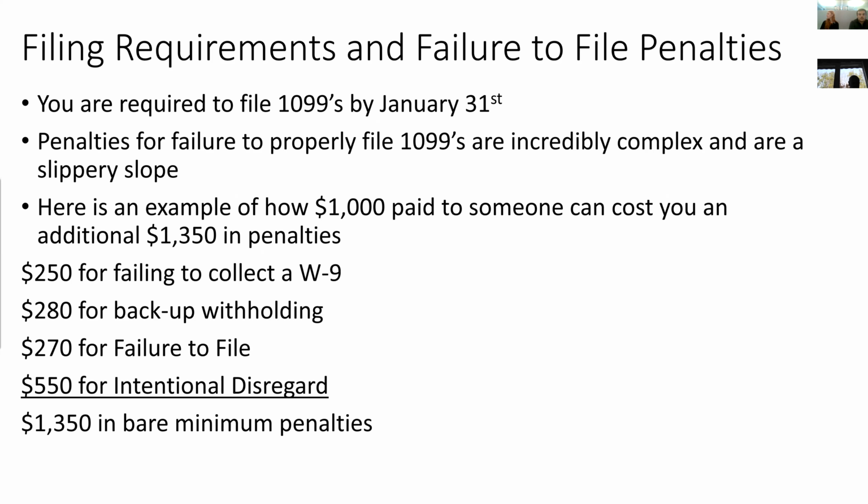It's $270 for failure to file. It's $550 for intentional disregard of filing and furnishing these. So right there, we're at $1,350 in bare minimum. In that backup withholding one, that's 28%. That is not a flat $280. So if you paid them $10,000 and you didn't issue a W-9 or 1099, then it'd be $2,800. So that is going to grow, and these are going to become huge penalty amounts you just don't want to be on the hook for.